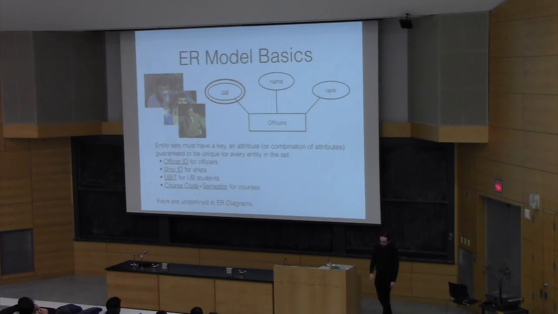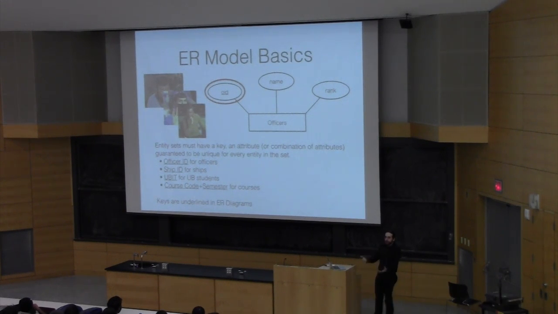In an entity set, to make things efficient and understandable, we want some way of uniquely identifying a specific entity in that set. So in addition to a set of attributes, one or more of the attributes needs to be labeled as what we call a key. And that key basically says this attribute or this set of attributes is a way of uniquely identifying this particular entity. So for example, the officer's entity set might include an attribute called OID, or the officer ID, and that officer ID is unique for every single officer in that relation.